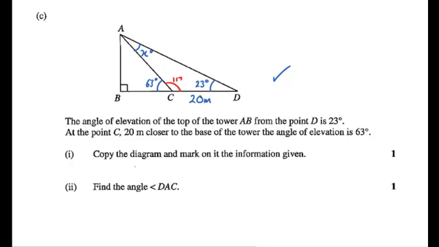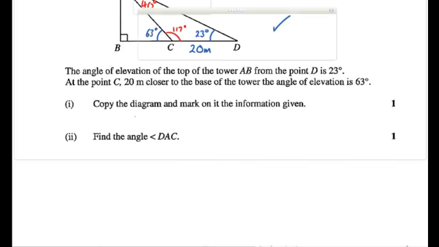117. And then angle sum, so 180 minus 117 minus 23 gives me an angle up here of 40 degrees. Okay, so that's part 2, you had to find that angle.